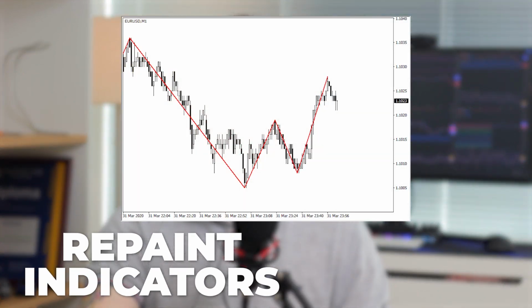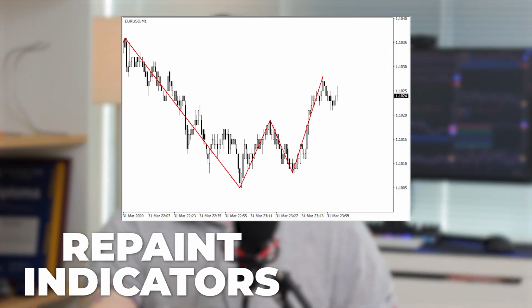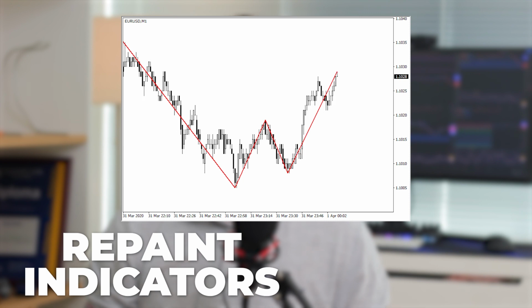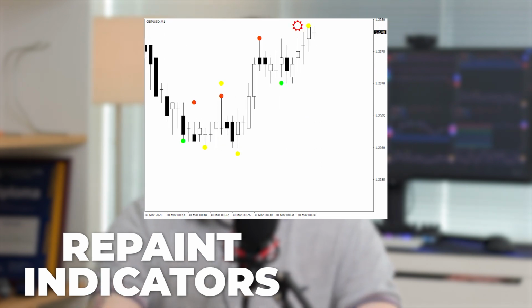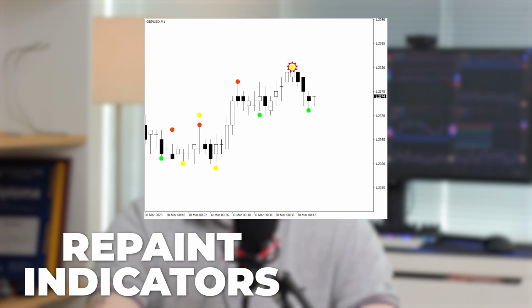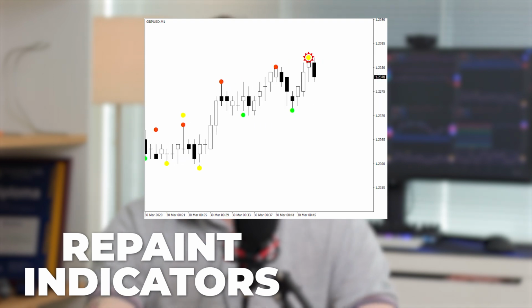The first category is repaint indicators. Some indicators will repaint their analysis as the price moves. This makes the indicators look extremely useful when looking at past data, as they're accurately predicting every swing high and swing low in the markets. However, they're actually useless when used in real time.